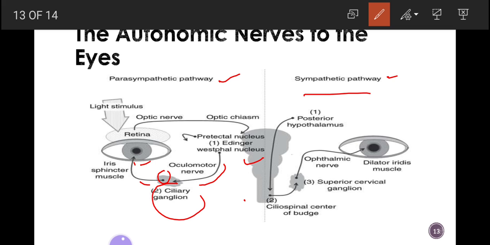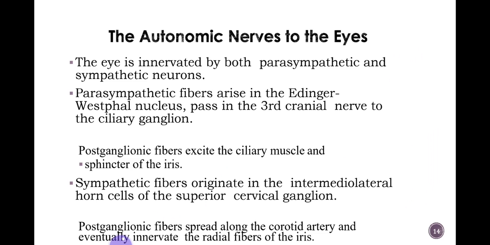Next is the sympathetic pathway. Sympathetic fibers originate in the anteromedial horn and reach the superior cervical ganglion. Postganglionic fibers spread along the carotid artery and innervate the radial fibers of the iris. Next is the explanation of the autonomic nerve supply. You must know the picture and the explanation.